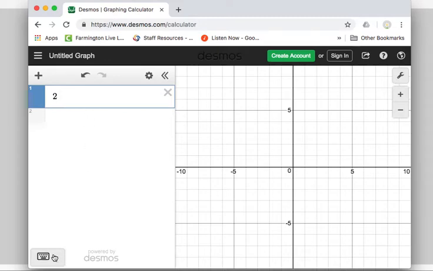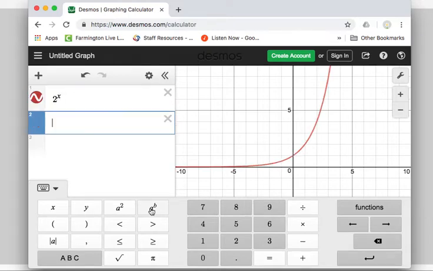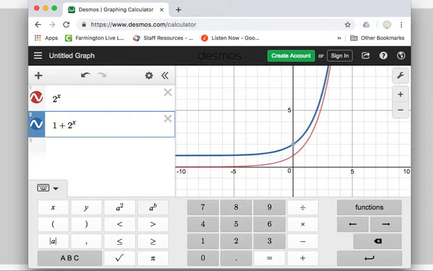So I would have 2 to the x power. Okay, there's my exponential. That's the original. Then the first problem we want to go ahead and look at is 1 plus 2 to the x. 1 plus 2 to the x.